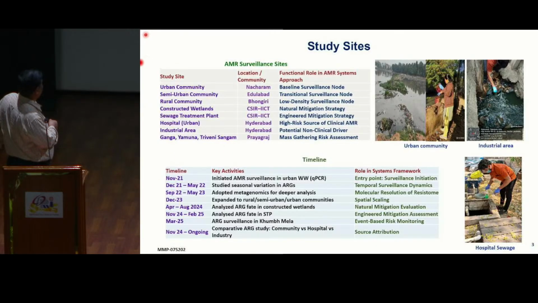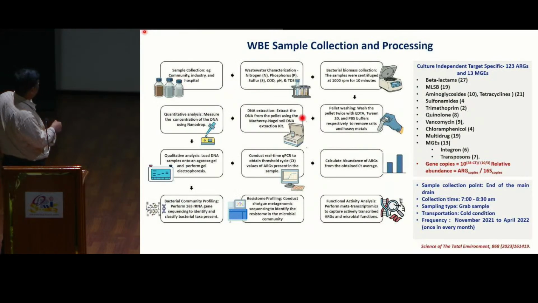So initially we took the same study area, urban community, and then we extended to other places like wastewater treatment plants and Mahakumbh also. We tried to look into the antimicrobial resistance. So this is the methodology, a very similar methodology, but a little bit different analysis. We try to use a culture independent, target specific strategy. 123 antimicrobial resistance genes depending on different classes, and apart from that 13 mobile genetic elements, we tried to study during this one. And the sample collection we normally did, except on rainy days, between 7 to 8 a.m. with a grab sample, and in a cold condition we transferred to the lab.